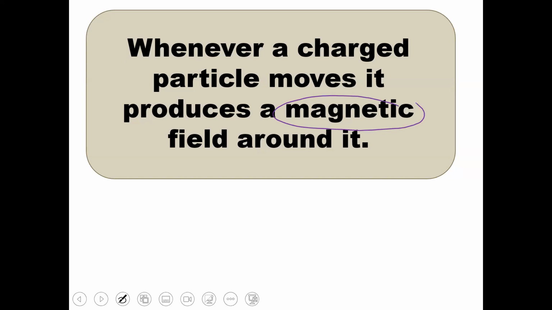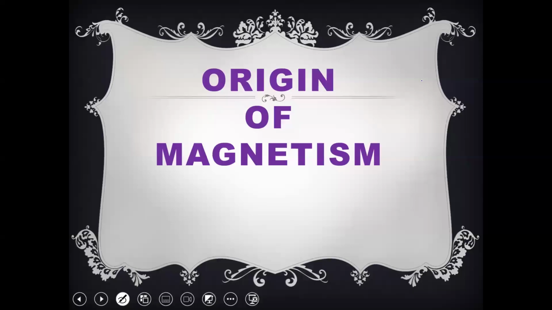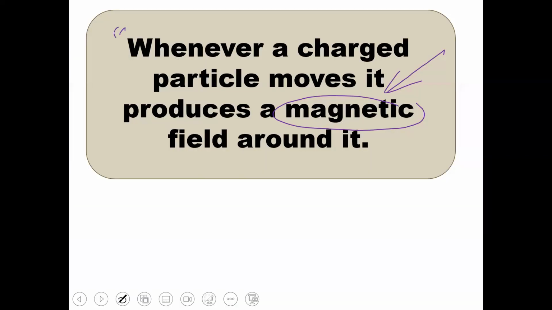Electrons. Very good. So when a charged particle moves, in easy words, when current is there, whenever a charged particle moves, it produces a magnetic field. So after giving the heading Origin of Magnetism, you have to write down in inverted commas, which is a core concept of this chapter: whenever a charged particle moves, it produces a magnetic field.